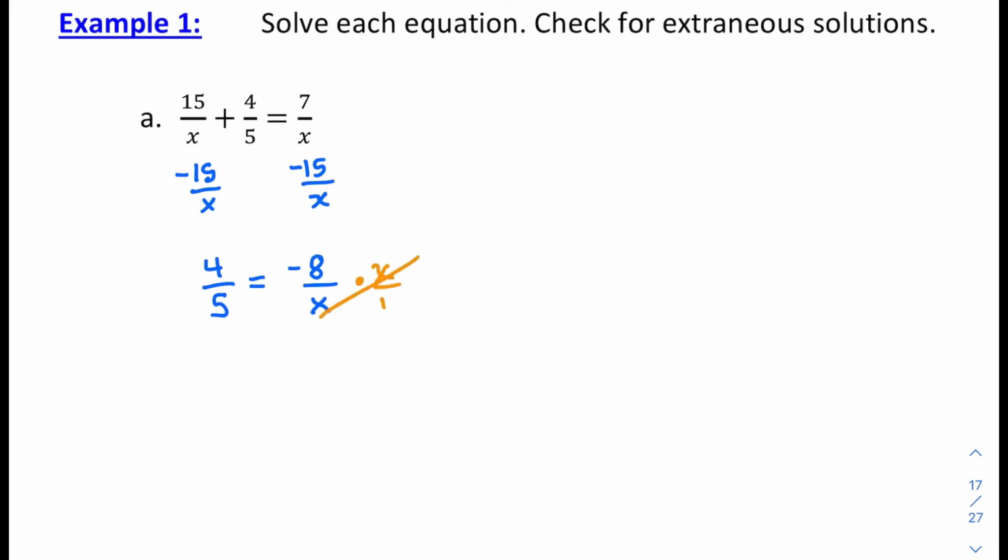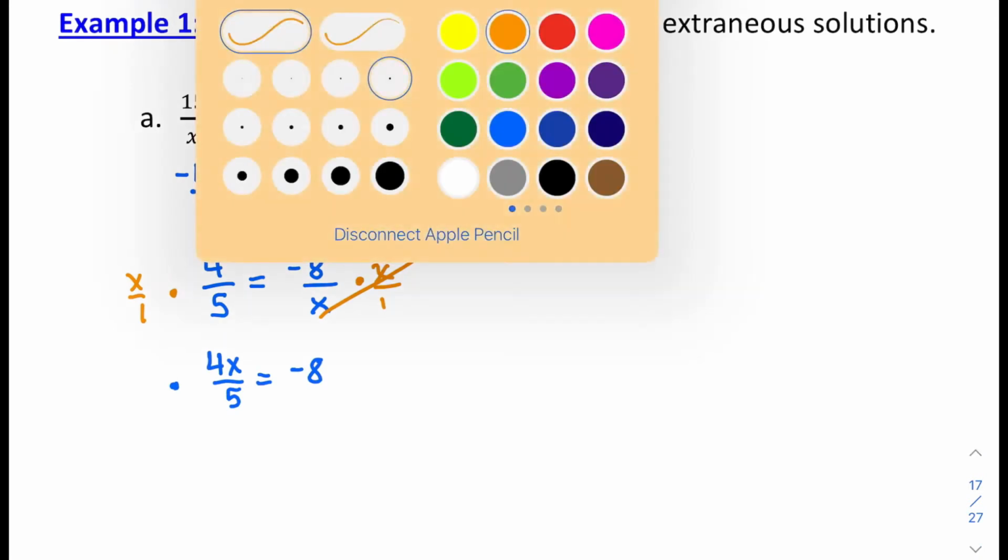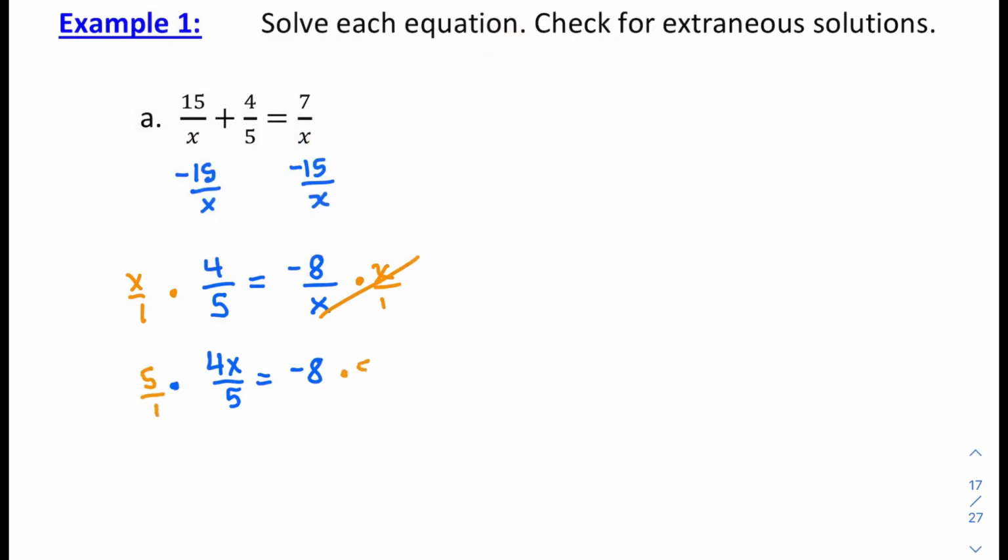Then, since I'm dividing by my variable, I want to undo that by multiplying both sides by x over 1, which will give me 4x over 5 equals negative 8. Now I could multiply by 5/4, or I could multiply by 5 and then divide by 4. I'm actually going to do that this time. So if I multiply both sides by 5, I get 4x equals negative 40, and then divide by 4, you end up with x equals negative 10.